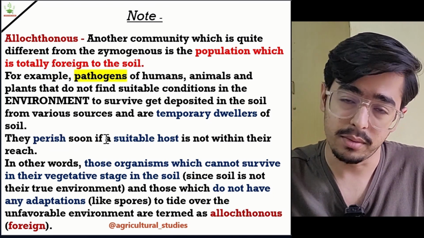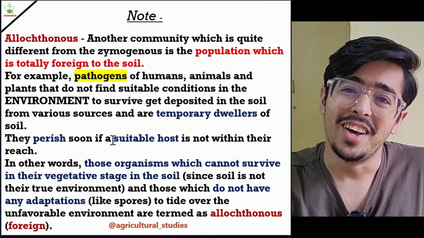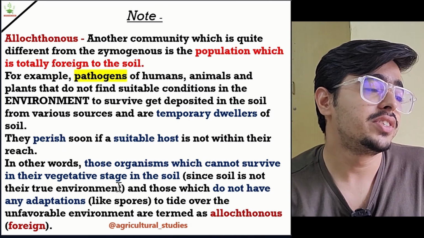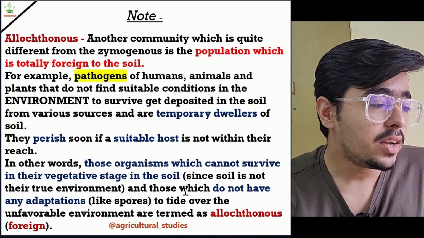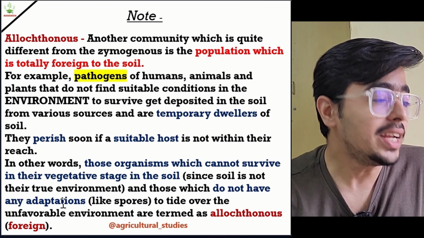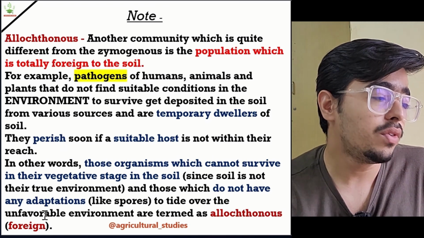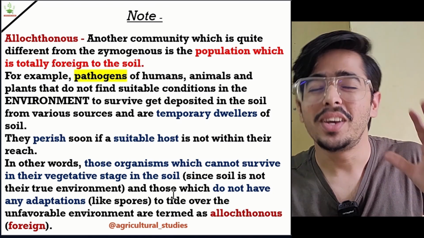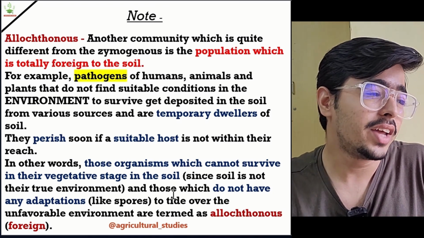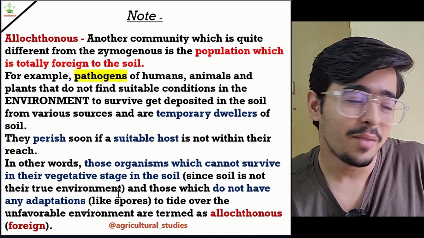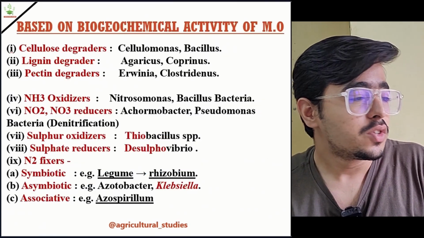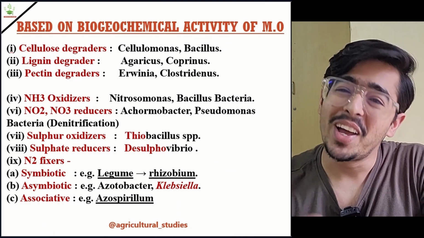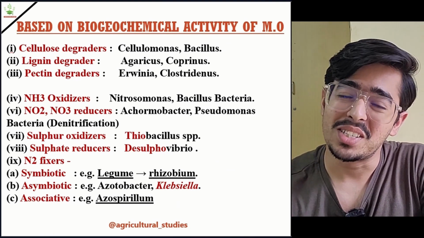They will die soon if there is no suitable host around them. In other words, these organisms which cannot survive in their vegetative stage in the soil, and which do not have any adaptations to tide over the unfavorable environment, are termed allochthonous. I think you have got what allochthonous are. In the next slide we are discussing the classification based on the biochemical activity of microorganisms.